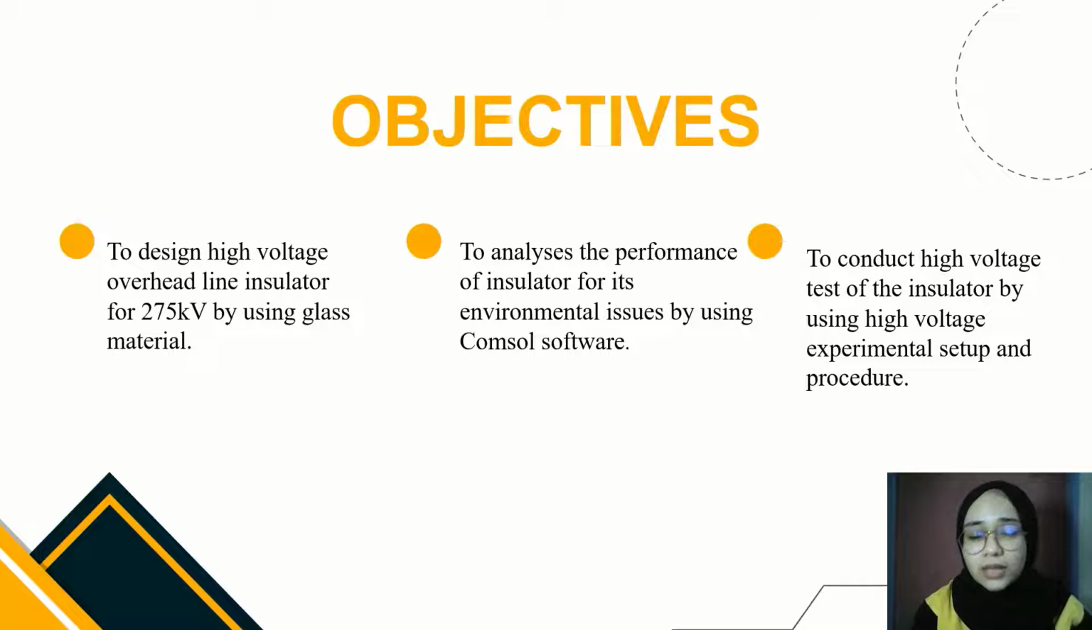So, our objective for this project is to design a high voltage overhead line insulator for 275 kV by using glass material. Then, to analyze the performance of the insulator for its environmental issue by using COMSOL software. And lastly, to conduct high voltage tests of the insulator by using a high voltage experimental setup and procedure.